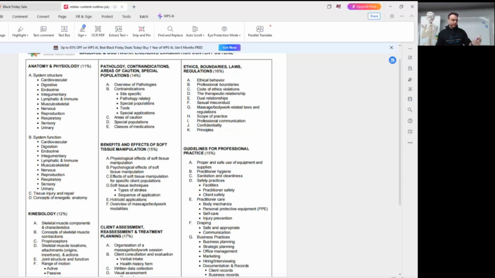So, obviously, there it is listed right there. Pathology-related contraindications, special populations. Yes, there is a whole section in your book dedicated to just that topic. Special populations would include any disabilities, such as vision, either impaired or completely disabled, such as blind, hearing, mental capacities, things of that nature, right? Pregnancy, all those good things, right? And it's relatively self-explanatory.